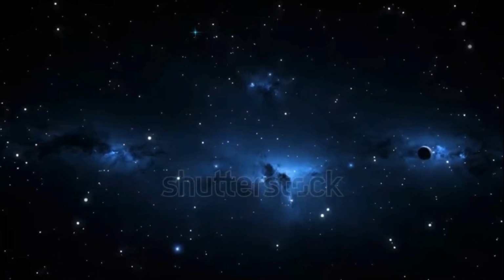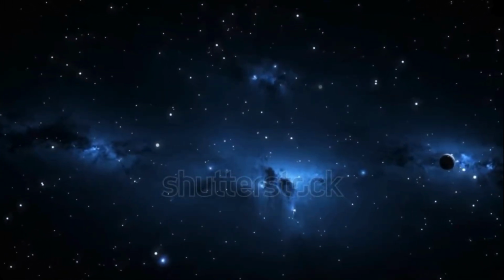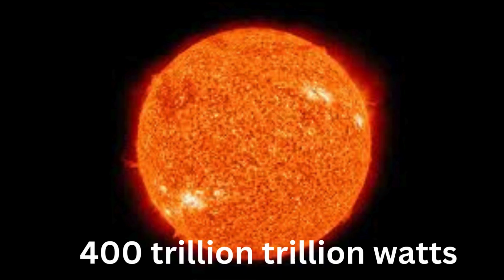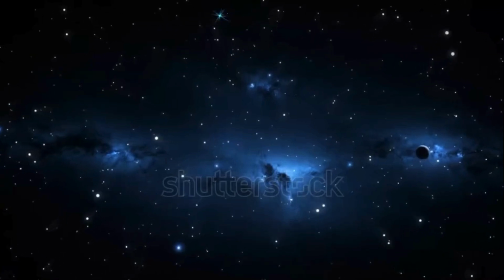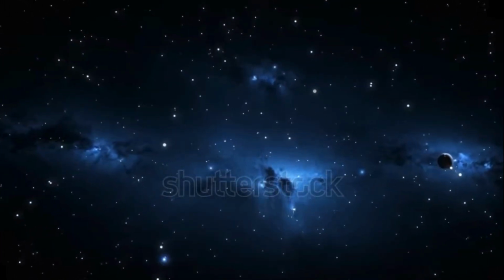Along with magnitude, there's also luminosity, which refers to how much energy a star produces. It's like the power of the star. Our sun's luminosity is 400 trillion watts. Stars like Alpha Centauri A are about 1.3 times more luminous than the sun. The bigger and hotter the star, the more luminous it is. Luminosity is also dependent on the star's size and temperature.